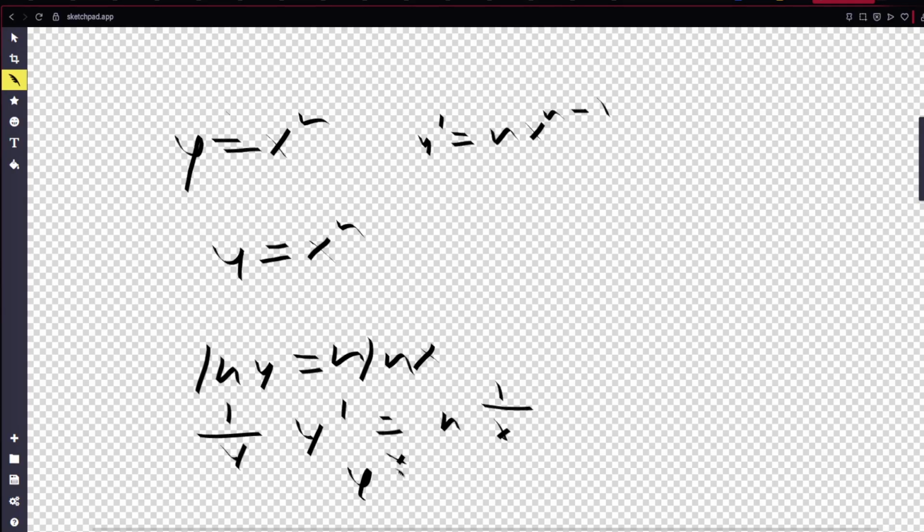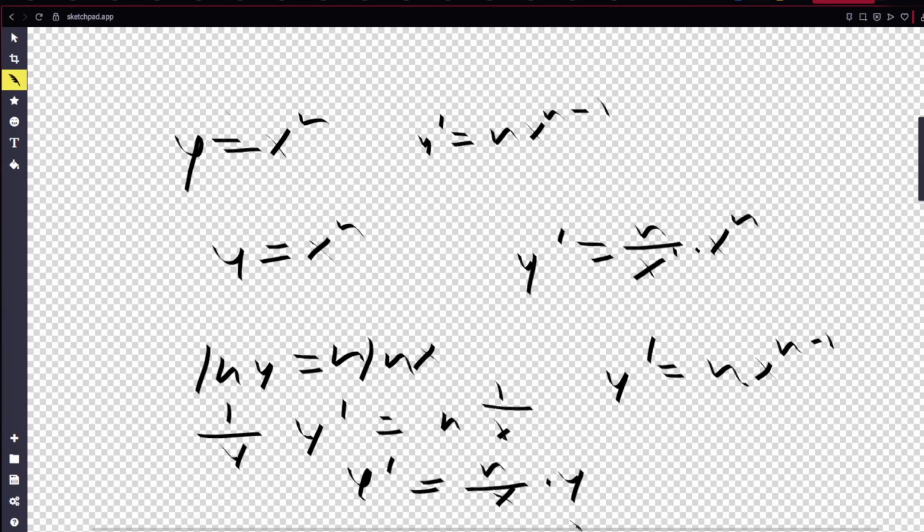So that means y prime, and we'll just multiply by y on both sides, is going to be equal to n over x times y. And remember, y is just x to the n, so it becomes y prime is equal to n over x times x to the n power. And this is the power of 1, so you could just subtract it from the top using our exponent rules. And that is the beautiful thing about that. So, I mean, that's really beautiful.